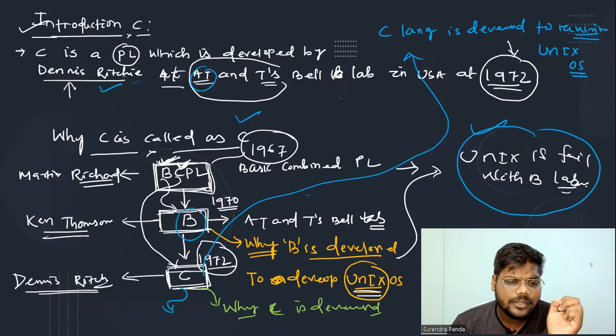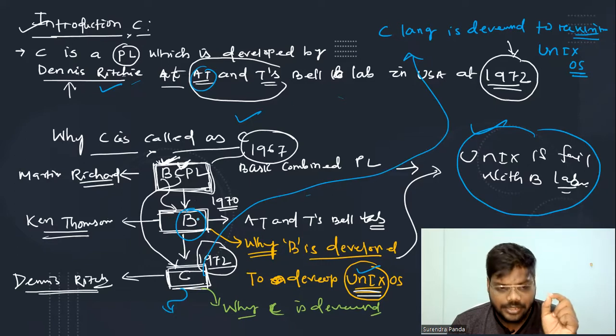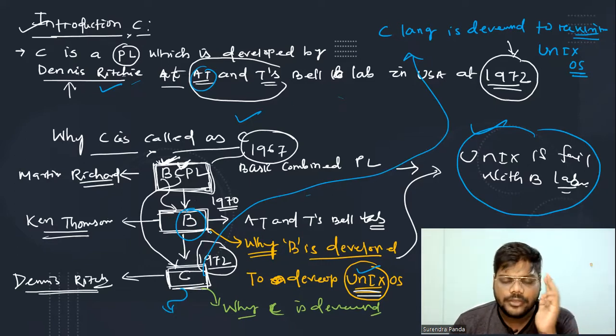Why did the B language come into the picture, sir? To develop the Unix operating system. Why did the C language come into the picture, sir? To rewrite the Unix operating system. Okay, fine. Father of C: Dennis Ritchie.